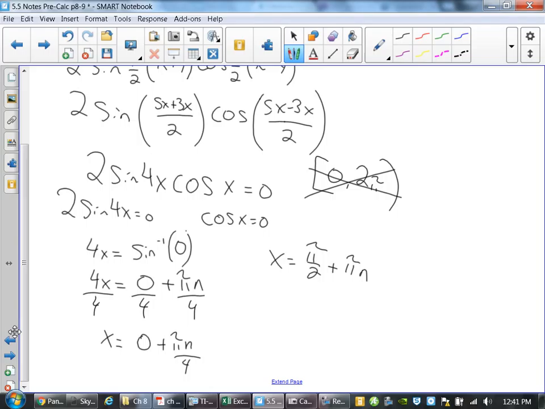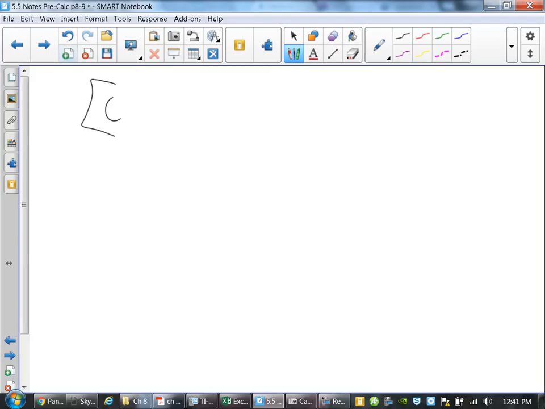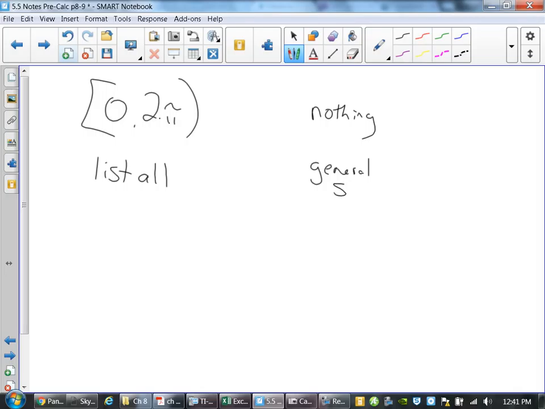So remember, if there's nothing there, it's a general solution. That means there's going to be some pi n, and if there isn't, it's just list all.